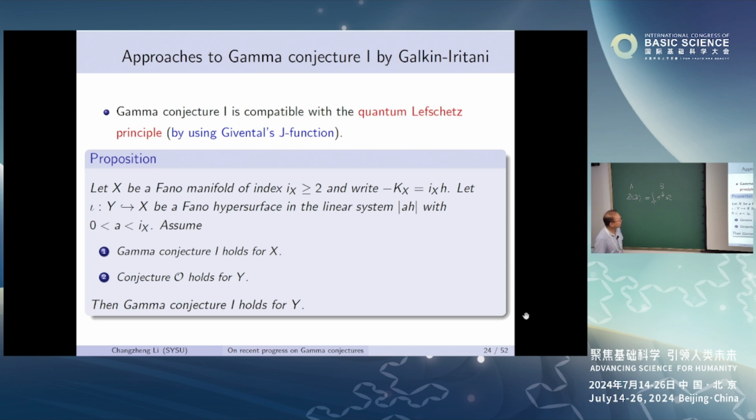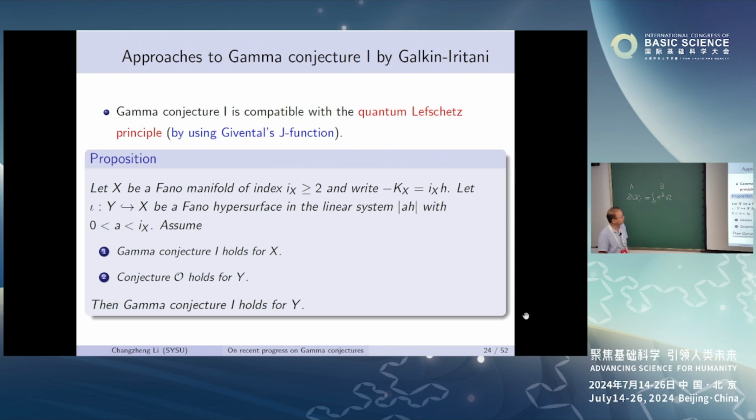The reason is that by using the quantum Lefschetz principle, if the J function of X has some kind of expansion, then the J function of Y would also have the same form of asymptotic expansion. So together with Conjecture O, then it is true. Okay. So far, any questions?